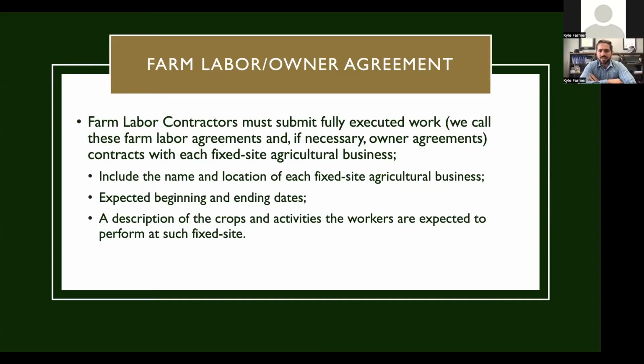It needs to include the name and location of each fixed site agricultural business. So that would be Amy's Apples at 111 West Apple Street, Washington, whatever. Expected beginning and end date. So when you think your workers are going to arrive at their farm, when your workers are going to leave, a description of the crop and activities that the workers are expected to perform at the fixed site. So they're going to be picking apples.